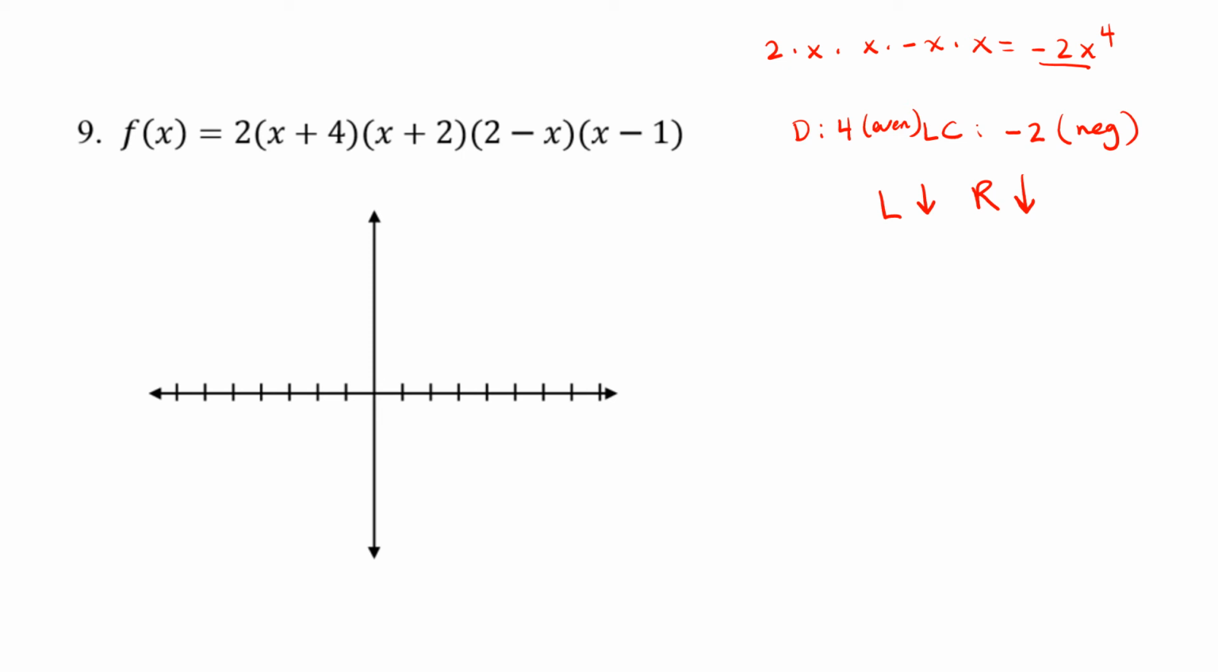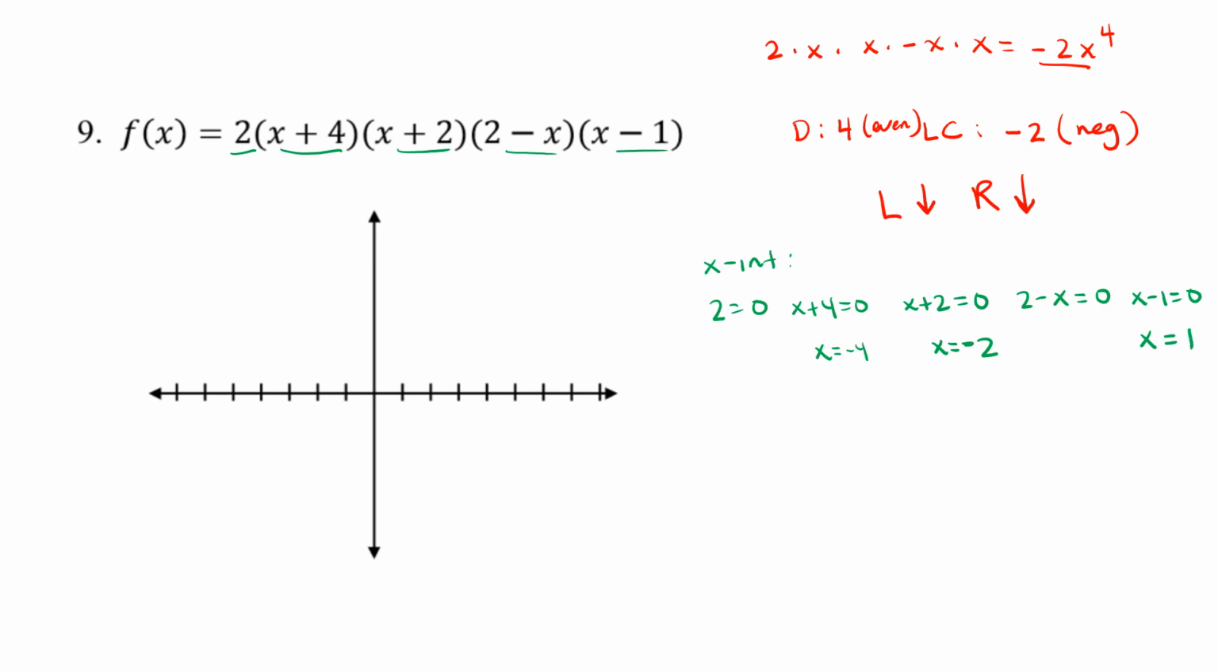Now we're going to move on to the x-intercepts. Right, now to find the x-intercepts, we set each independent factor here equal to 0. Right, when we go x-intercepts, we're going to go 2 equals 0, x plus 4 equals 0, x plus 2 equals 0, etc., etc. Again, you don't have to do this if you're able to just see, like, this x-intercept's at negative 4, this one's at negative 2, that's fine, right? You don't have to sit there and put all of that work. I'm just showing you where we're getting that from.